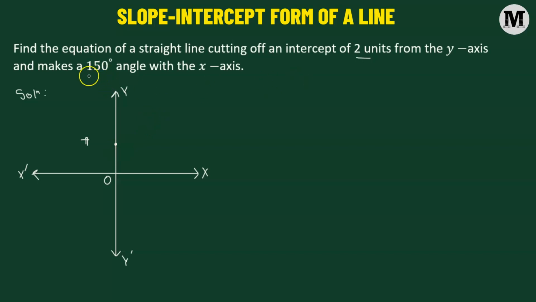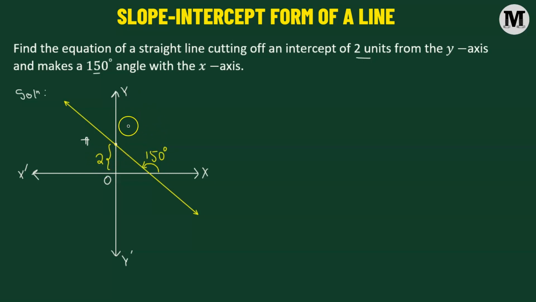Let's go to the next part of the information. It's given here that the angle that it makes with the x-axis is 150 degrees. So 150 is an obtuse angle, so it's going to make an obtuse angle with the x-axis. We'll sketch a straight line which passes through point A, which is 2 units from the origin, and makes an angle of 150 degrees with the x-axis. We're going to consider the positive direction of the x-axis. So let's sketch the line. Here we have the line which is making an angle of 150 degrees with the positive direction of the x-axis, and it has a y-intercept of 2. So this is the y-intercept.